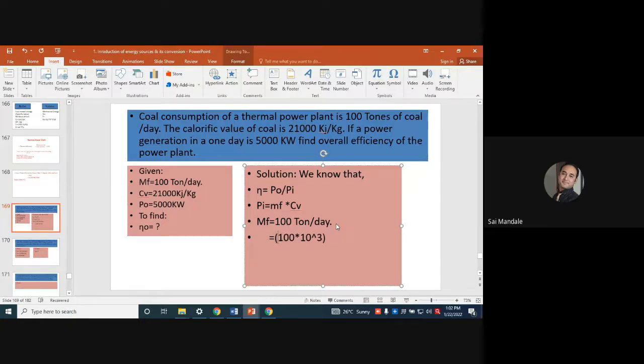And 1 day means how many seconds? 1 day consists of 24 hours. 1 hour consists of 60 minutes, and 1 minute consists of 60 seconds. So whatever answer comes out is in kg per second.